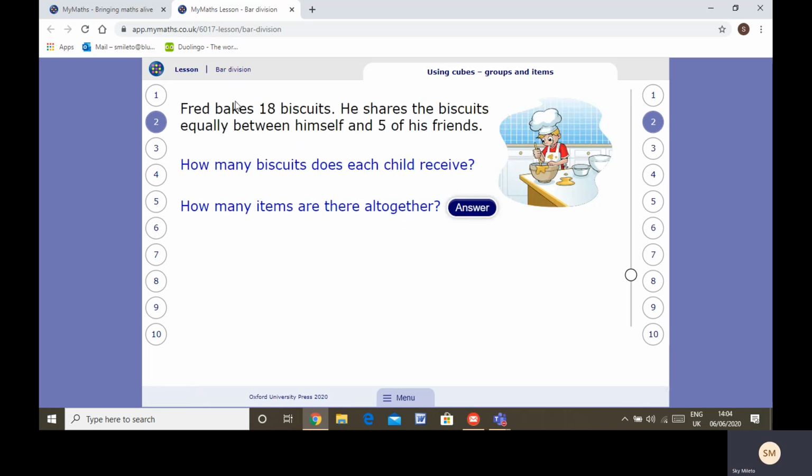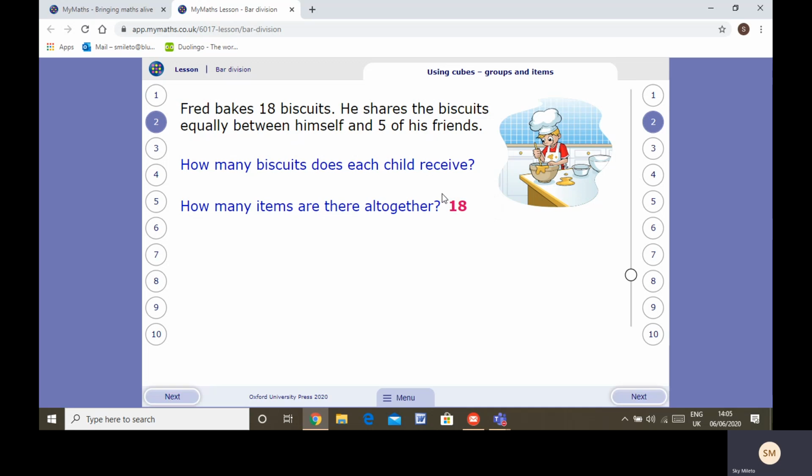One more. Fred bakes 18 biscuits. He shares the biscuits equally between himself and 5 friends. Some of you get caught up in class when this happens. Himself and 5 friends. Therefore, there are 6 groups because it's not just 5 of his friends. He wants some himself because he's cooked them. He's put in the hard work. So there are 6 groups and 18 biscuits. So how many biscuits does each child receive?